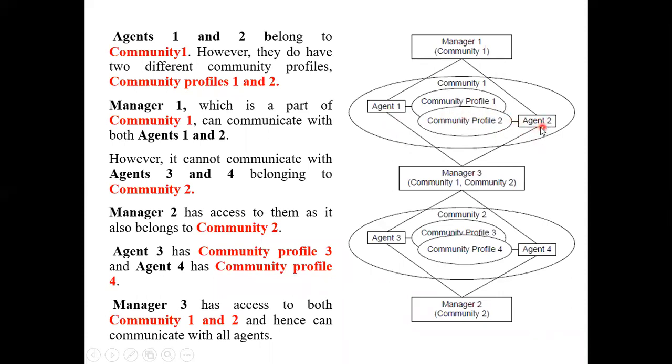So this agent might handle a different set of objects. Okay, so he has his own community profile. Now, this agent will not get any data of these network objects under this profile. So here also one level of authentication is there.